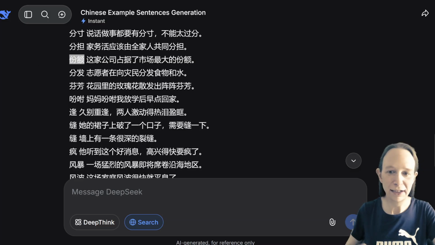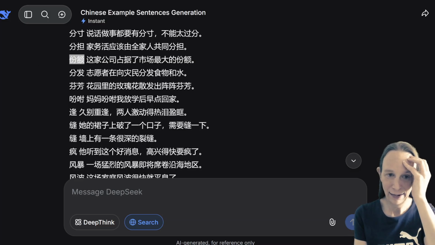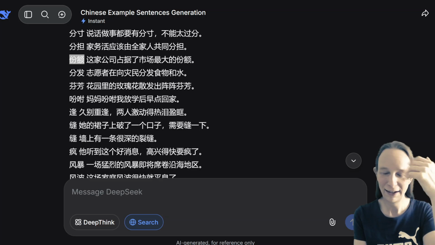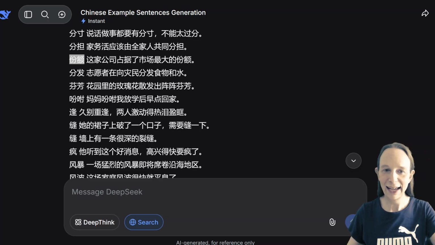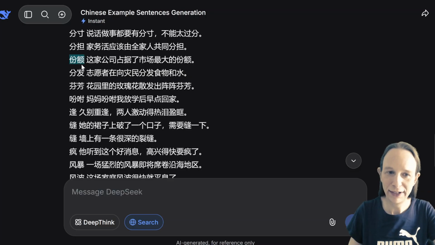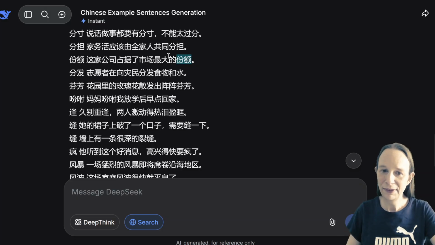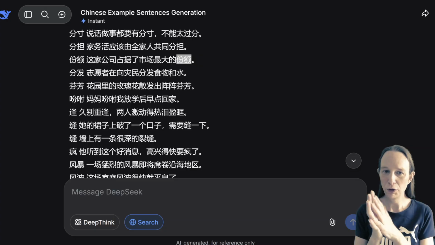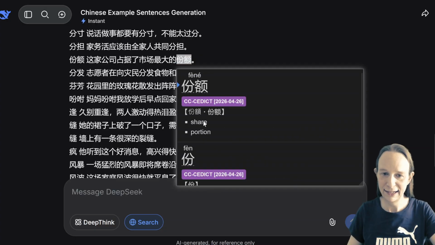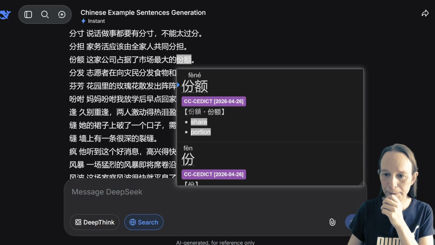Oh, this is 份额. So this is going to refer to a monetary quantity and like different people getting different amounts. I'm not precisely sure in what context. 这家公司占据了市场最大的份额. So this is the greatest proportion of the market. Share, portion. 份额. A little tricky.